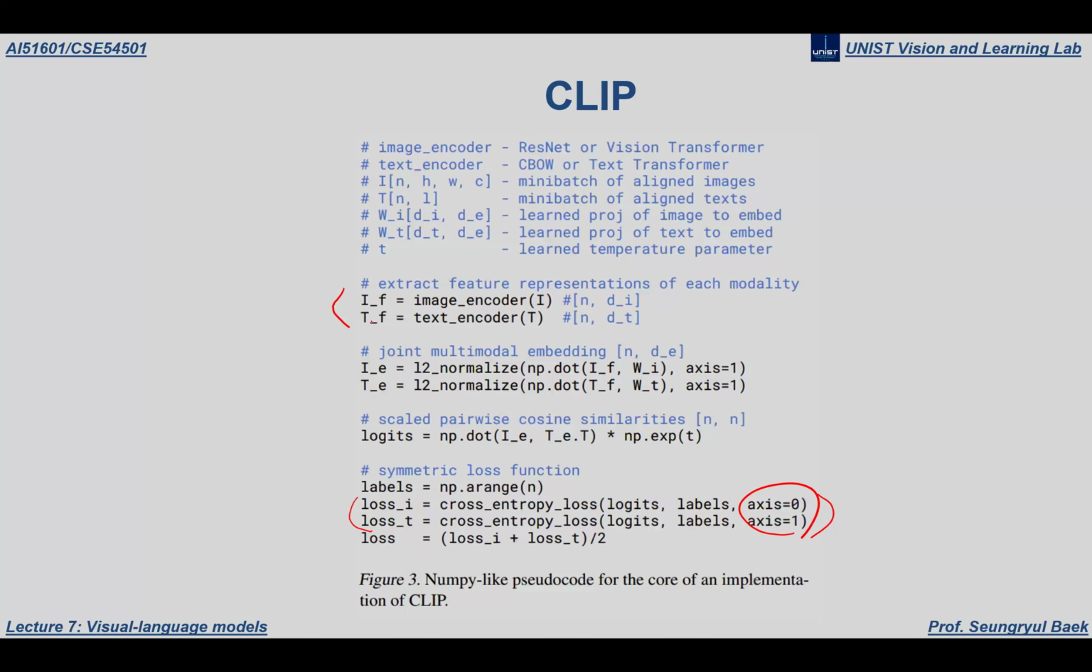So this is the pseudocode for training CLIP. Here, I and T are the features extracted for image and text, and then we have to apply some normalization. This is for applying softmax, applying some similarity between the pairs. And then here we are applying the cross entropy loss for different axes, and then average them in two directions. And we can easily implement CLIP.